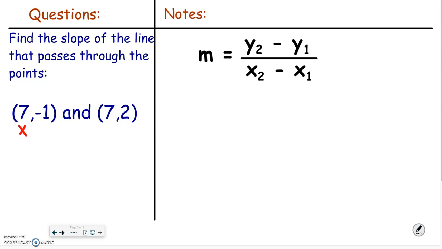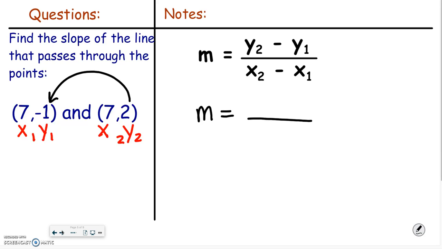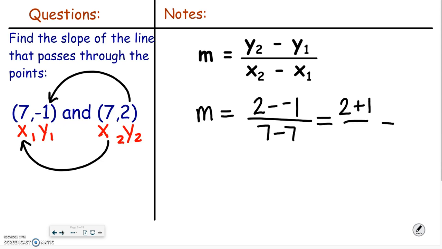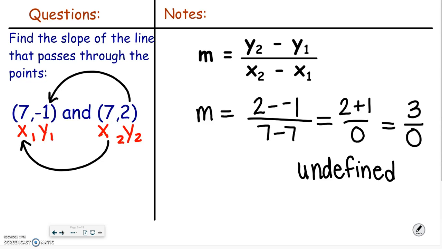Next one, label x1, y1 and x2, y2. So our slope equals y2 minus y1, 2 minus negative 1. And then x2 minus x1, 7 minus 7. So 2 minus negative 1 turns into 2 plus 1, which is 3. 7 minus 7 is 0. Now, because the zero is on the bottom of the fraction, this one is actually an undefined slope. If we drew a graph, the line for this one would be vertical. Straight up and down vertical means the slope is undefined.